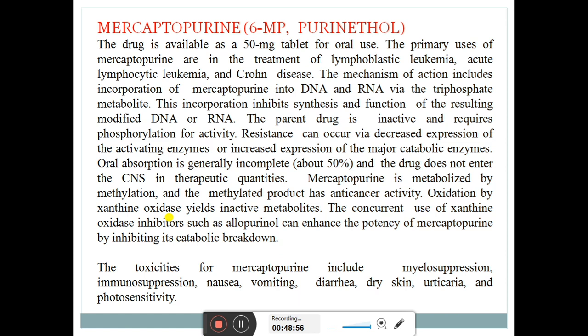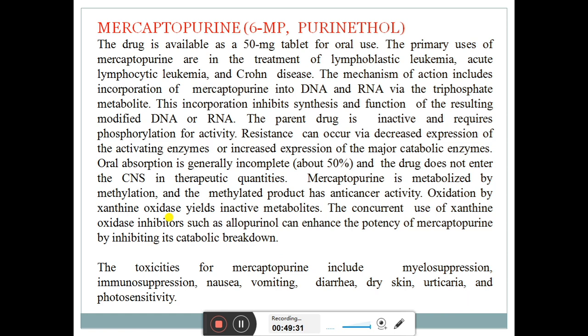Don't be confused that it's 6 Madhya Pradesh; it's 6-mercaptopurine, 6-MP. The drug is available in the dose of 50 milligram in the form of a tablet. The primary uses of mercaptopurine are in the treatment of acute lymphoblastic leukemia, acute lymphocytic leukemia, and Crohn's disease.